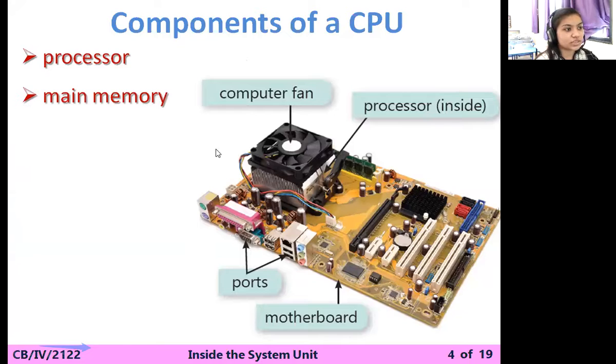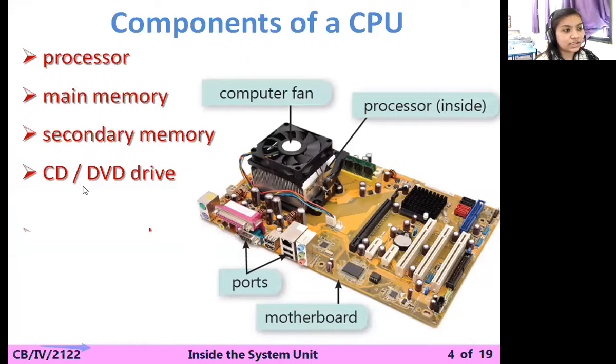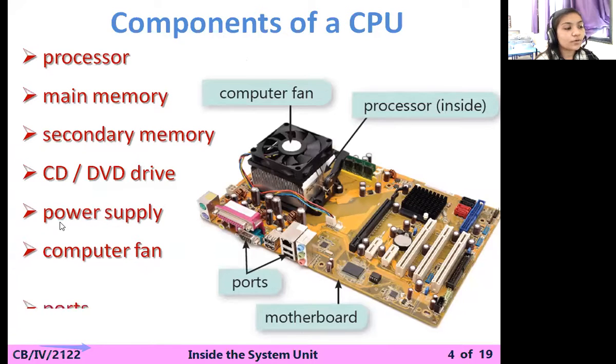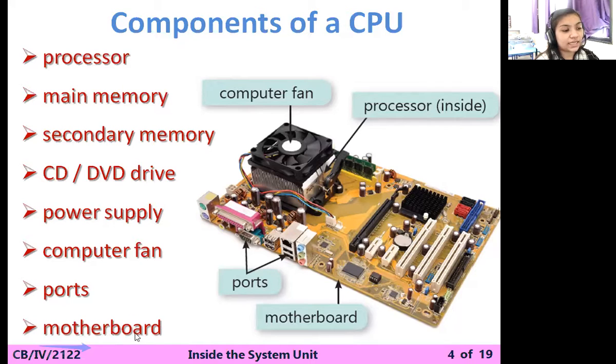First is the processor, second is the main memory, third is the secondary memory, fourth is the CD DVD drive, fifth is the power supply, sixth is the computer fan, seventh is the ports and eighth is the motherboard. You can see this is the system that is inside the CPU.